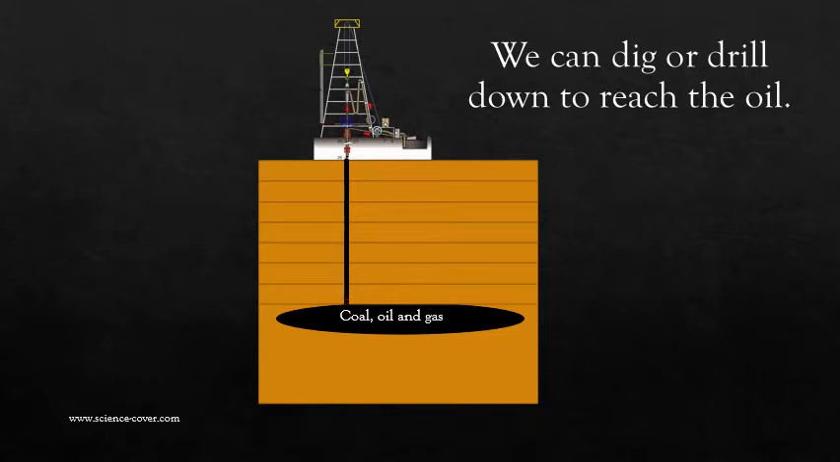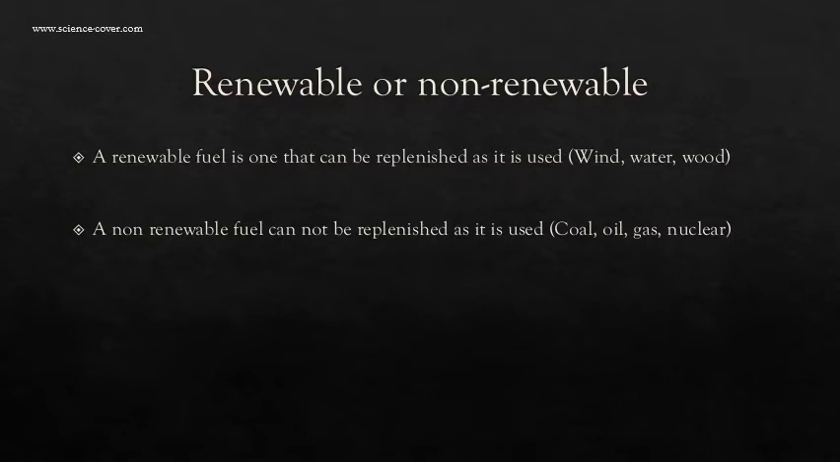When we burn the fossil fuels, they release large amounts of heat. One of the biggest issues with fossil fuels is that they're non-renewable. A renewable resource is one that can be replenished as it is used. The wind will turn a turbine, but moments later it will still be blowing. The sun will shine on the solar panel, but moments later will still be shining. They are being replenished as they are used.